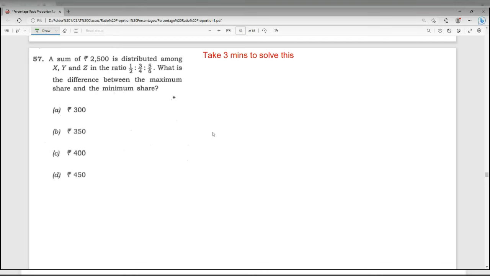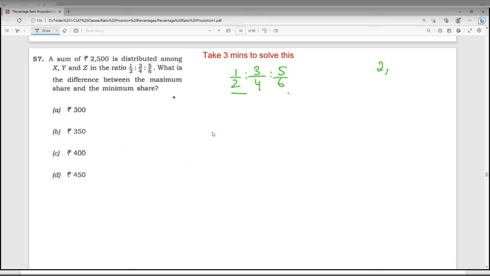They're saying that a sum of 2,500 is to be distributed among X, Y, and Z in the ratio 1/2 is to 3/4 is to 5/6. What is the difference between the maximum share and the minimum share? To simplify, instead of 3/4 is to 5/6, what you can do is take the LCM of these three numbers and multiply that LCM by the whole ratio. If you multiply a common number across this proportion, it won't change anything. The ratio would still be the same.